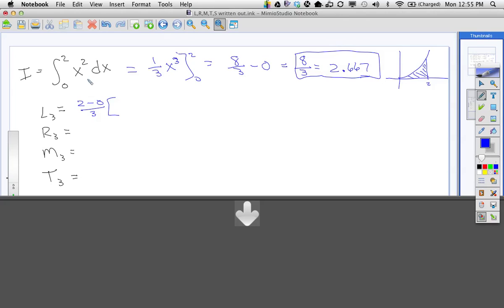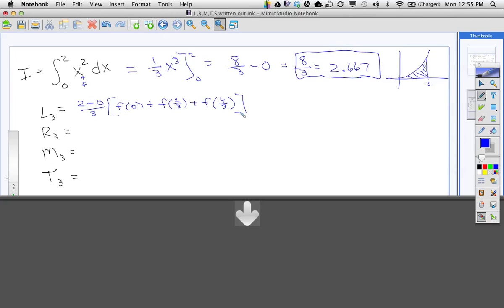Let's do F notation. This would be our F of X right here. So F of 0 plus, no, it would be F of 2/3, right? Our width is 2/3. Plus F of 4/3. Is that it? We stop, right? Because the next one would be 6/3, which is 2, but we don't want to go to the right edge.